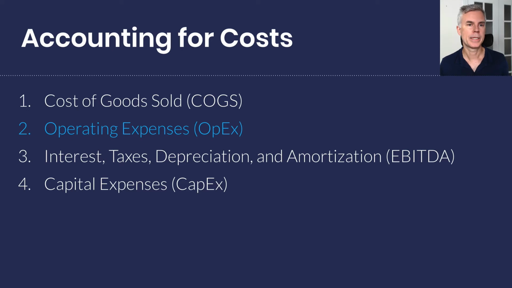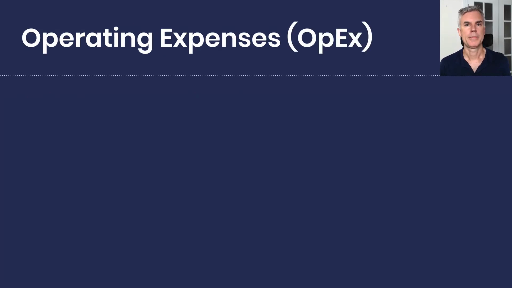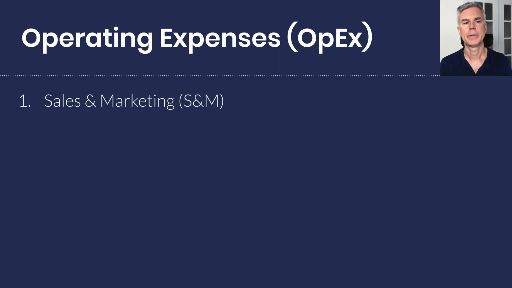So I've done some other videos talking about cost of goods sold. That's the cost of creating the product or service. But here we're going to do a little bit of a deeper dive on operating expenses. So typical operating expense categories, there are three main ones. There are sales and marketing, which is everything that goes into acquiring customers.